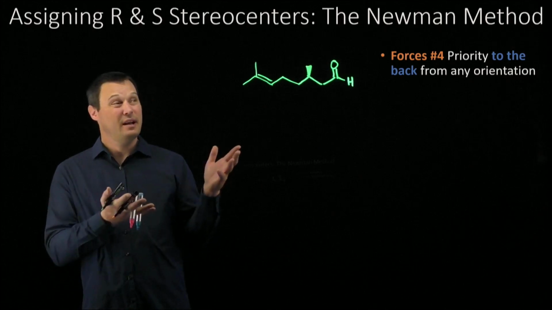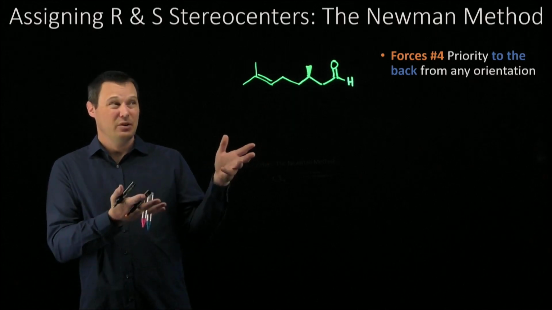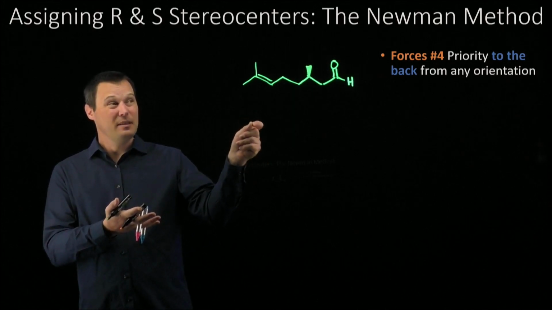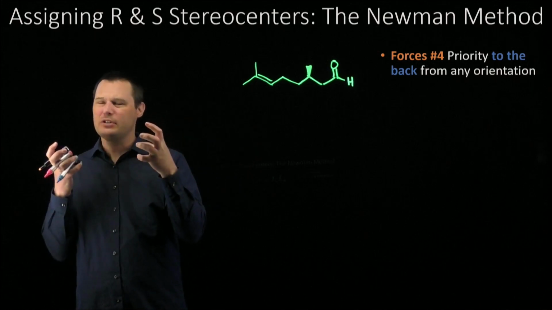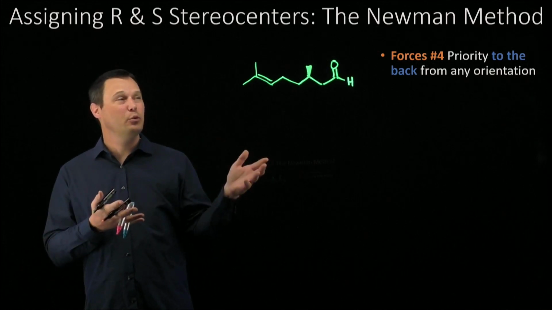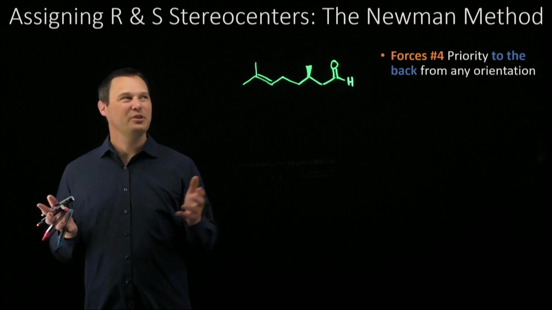If you're trying to assign R and S labels to stereocenters, and you're thinking to yourself, I can find the priorities, but I can't see the three-dimensionality, this method forces the correct viewpoint every time. Let me introduce you to the Newman method.